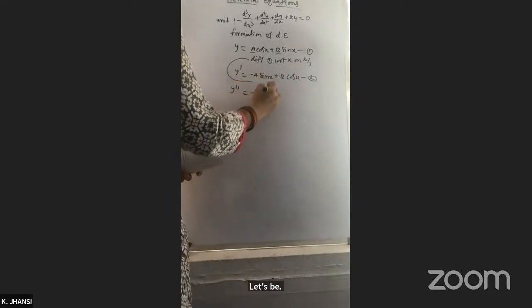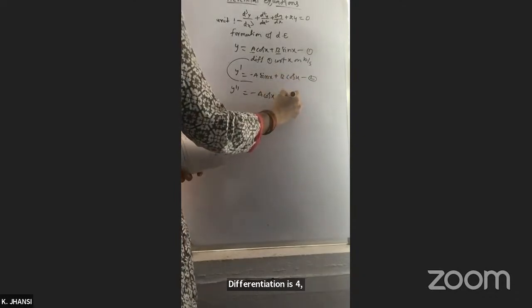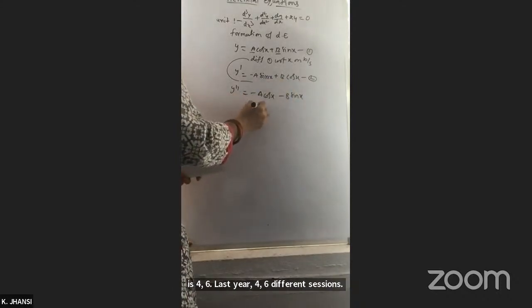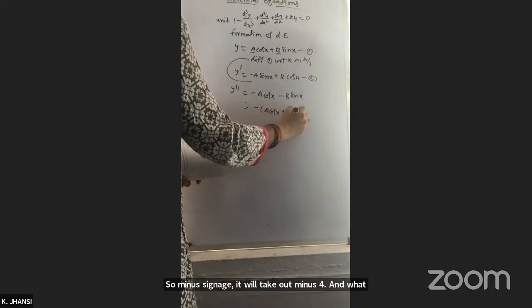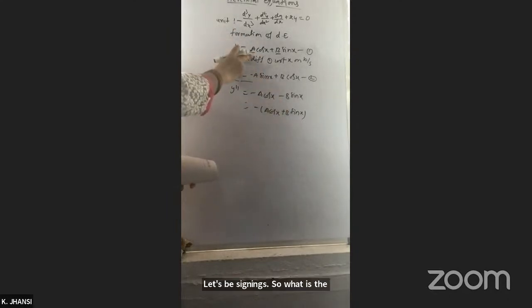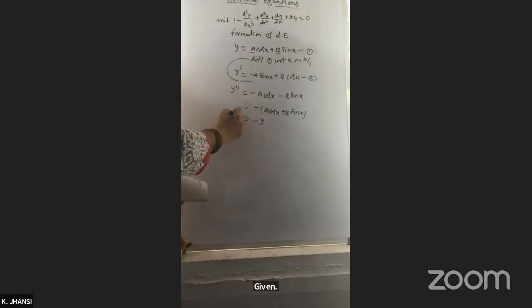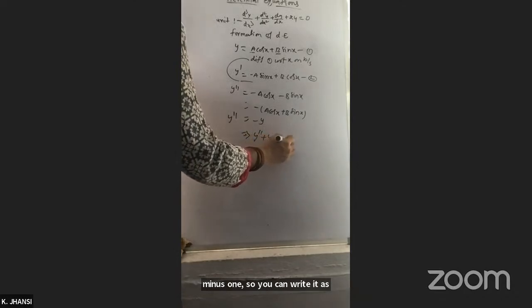Okay. Minus a, the differentiation of sin x is cos x. Plus here, the differentiation of cos x is minus sin x, so minus b sin x. If you take minus common, what will happen? a cos x plus b sin x. What is a cos x plus b sin x? It is the given function, that is, it is minus y. So y double dash equals minus y. So you can write it as y double dash plus y equals 0.